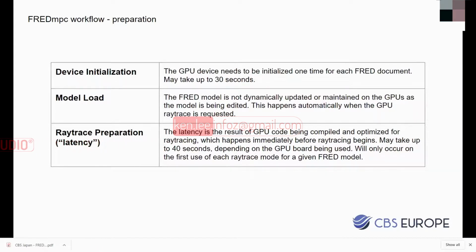So that's the overhead. Well, there's a third one as well, ray trace preparation. This is when the GPU code is being compiled and optimized for ray tracing. This could take 20 seconds, 30 seconds, 40 seconds, depending on the GPU board being used. And this only occurs the first time the model is loaded for a ray trace on the GPUs. So these are all overhead that takes place before you do the calculation on the GPU.